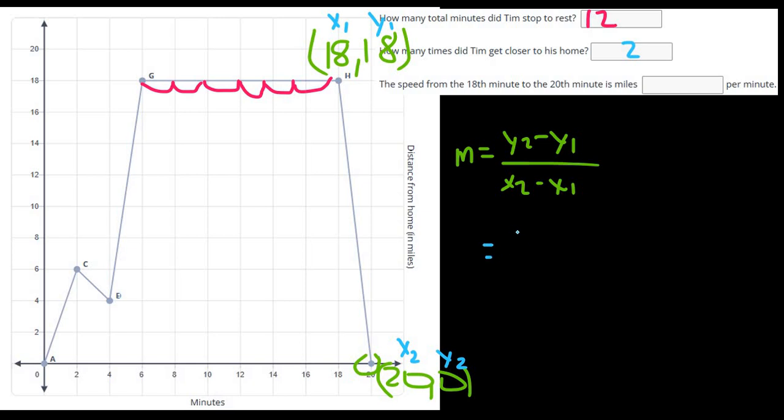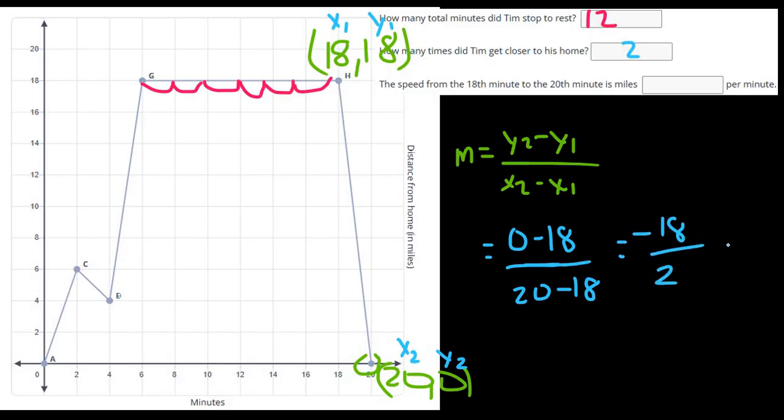So I'm going to do 0 minus 18 over 20 minus 18. That's going to give us negative 18 over 2, which is negative 9. And since we are using speed, it can't be negative, so we put a 9 in there. So he's going to go 9 miles per minute there, which is very, very fast. He must not ride a bike. He must be really fast in a car. So if you have any questions, go ahead and email me.